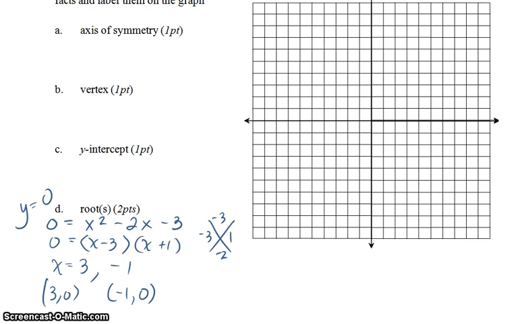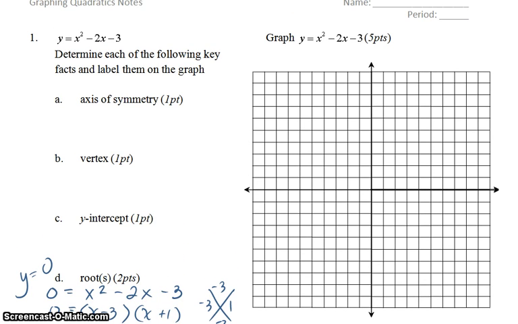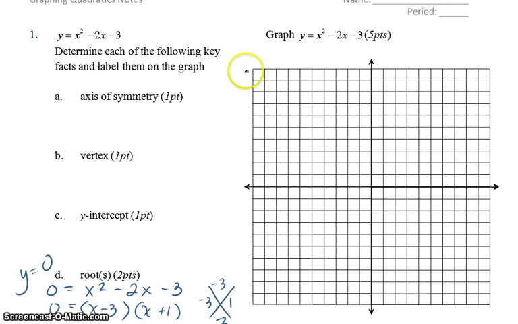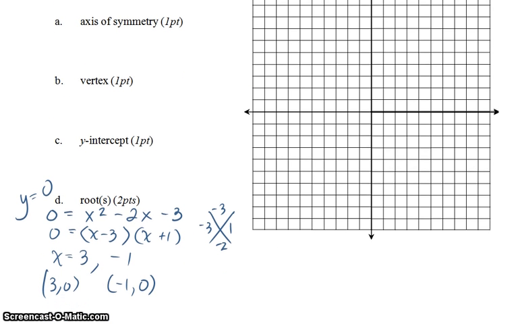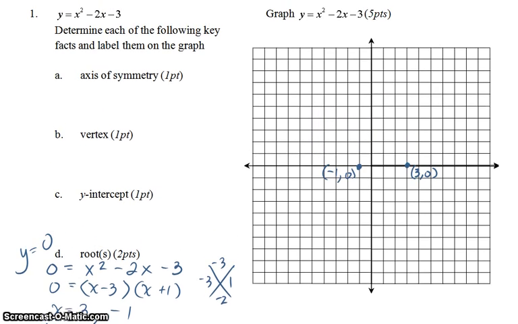And if we go back and read the directions really fast, it says determine each of the following key facts and label them on the graph. So I'm going to go ahead and plot these 2 points on the graph, (3, 0), and I'm going to label it (3, 0). And I'm going to plot my other key point, (negative 1, 0), and label it (negative 1, 0). So that's what it asks me to do.